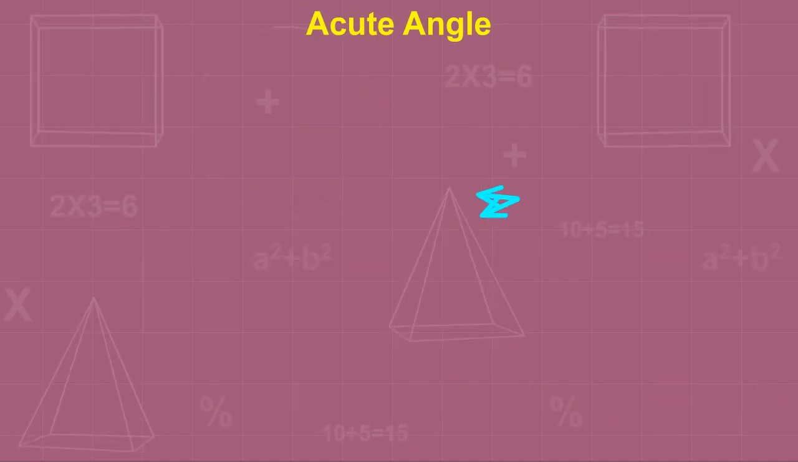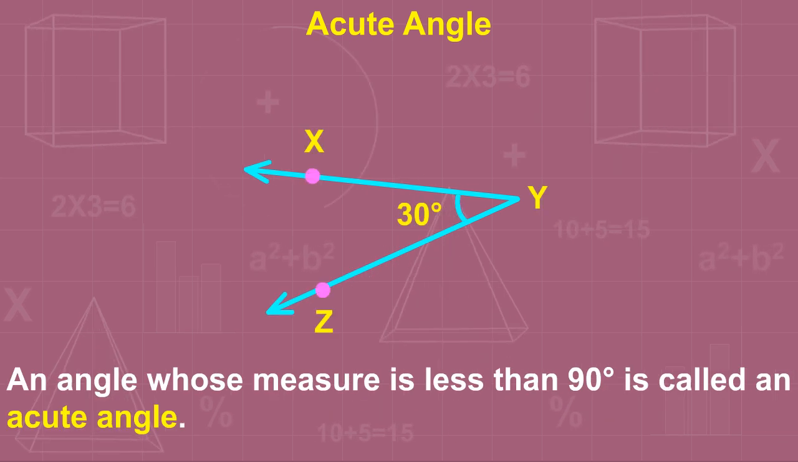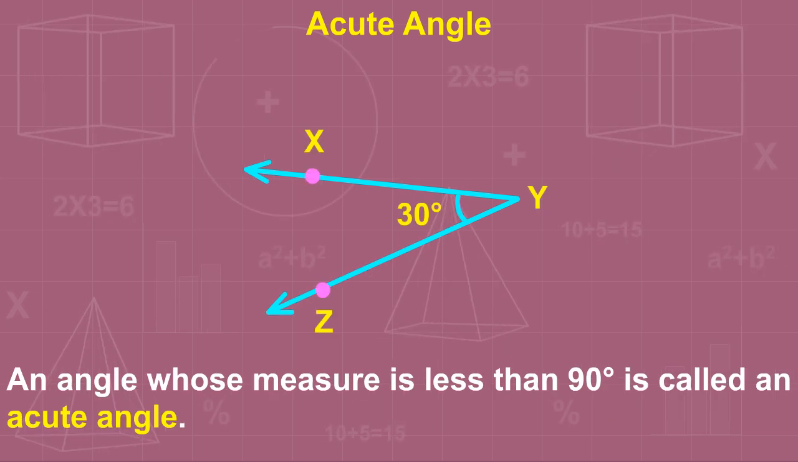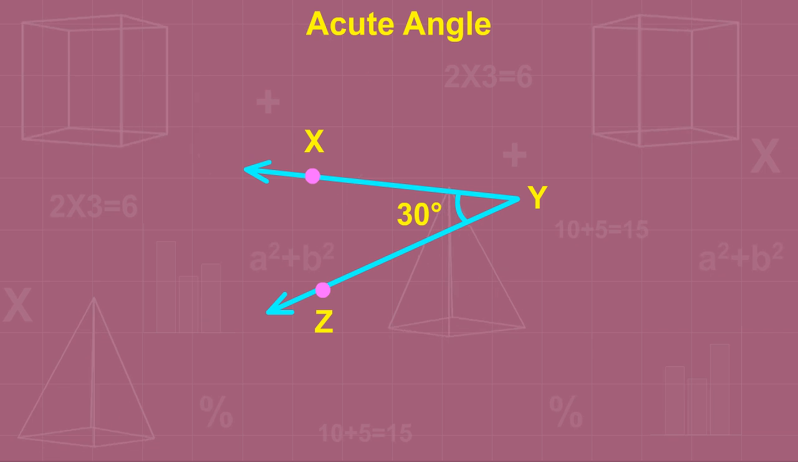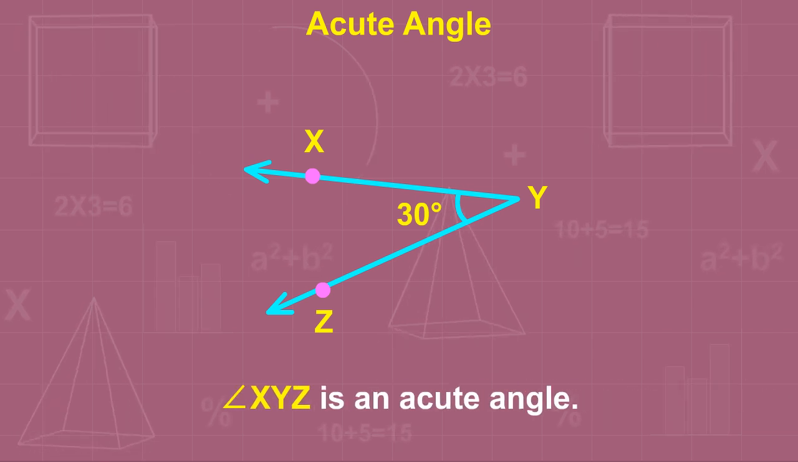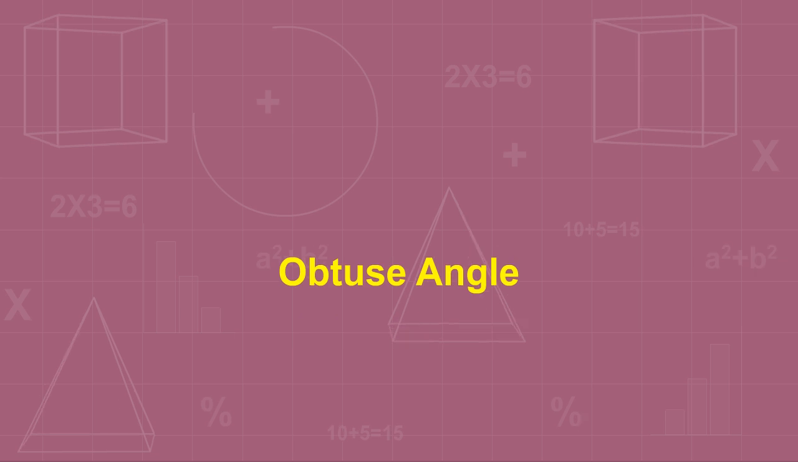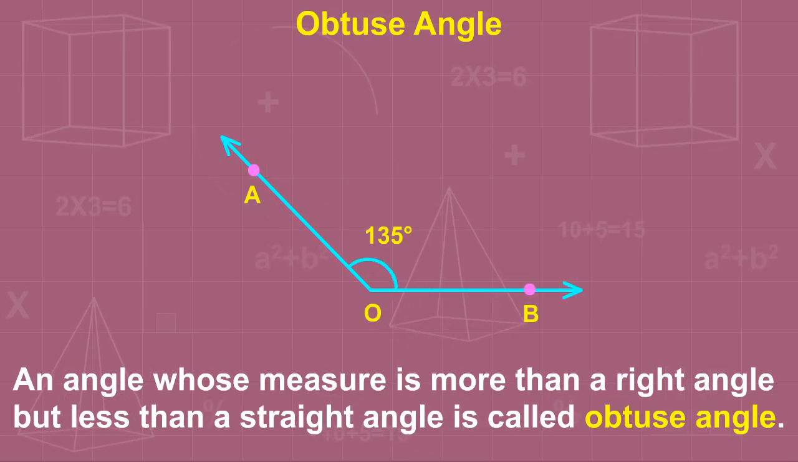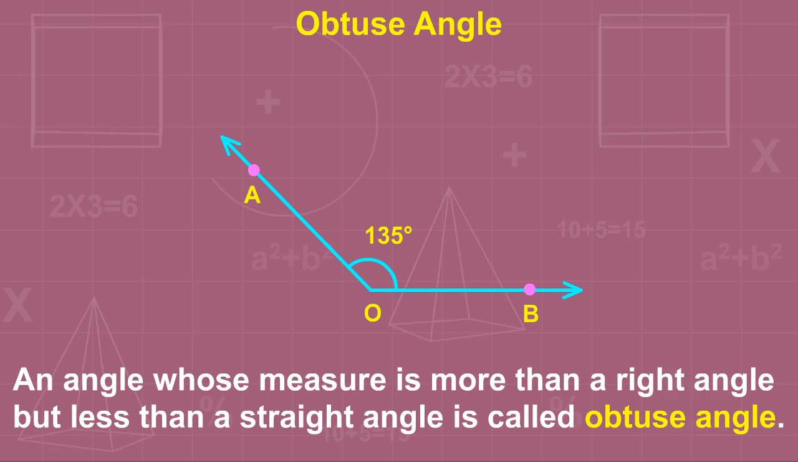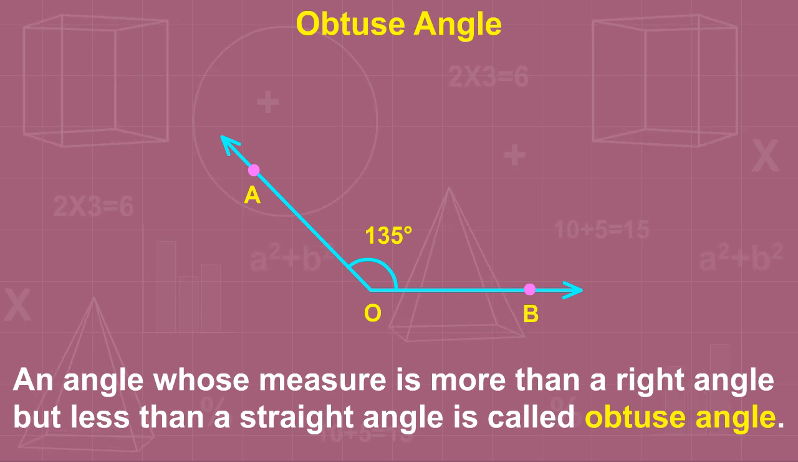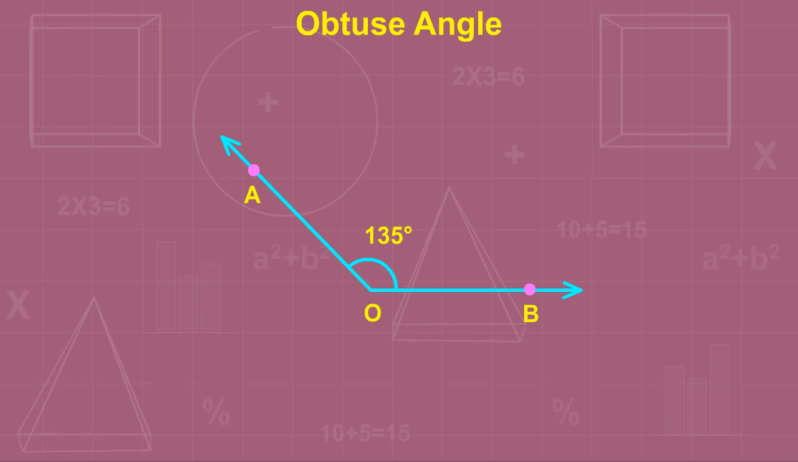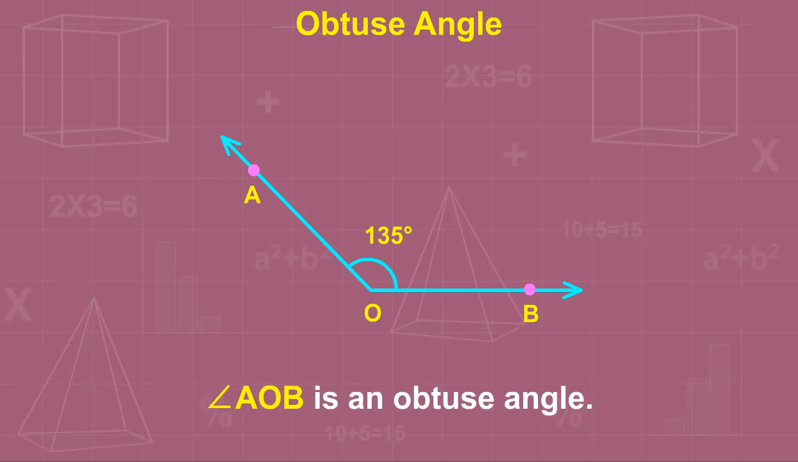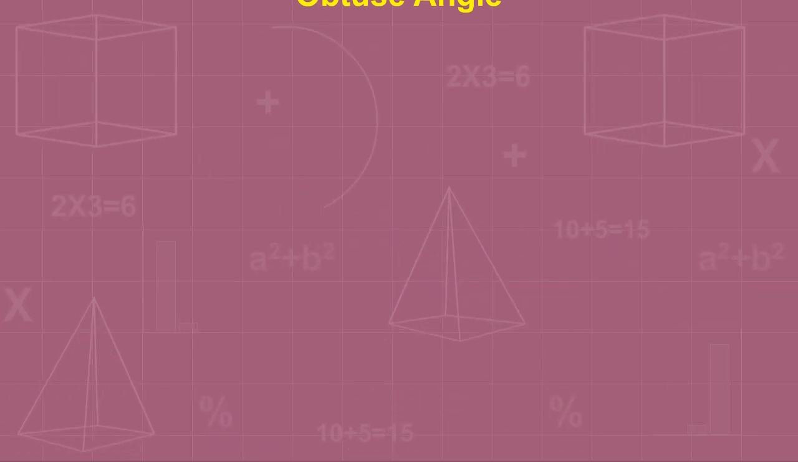Acute angle. An angle whose measure is less than 90 degrees is called an acute angle. For example, angle XYZ is an acute angle. Obtuse angle. An angle whose measure is more than a right angle but less than a straight angle is called an obtuse angle. For example, angle AOB is an obtuse angle.